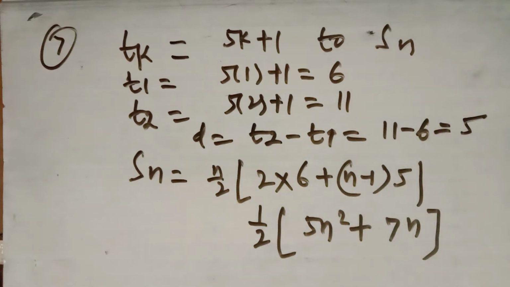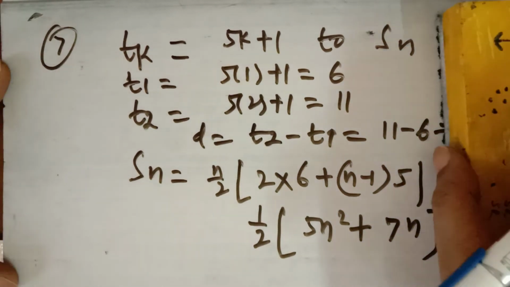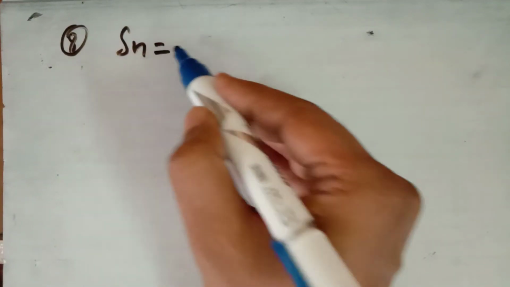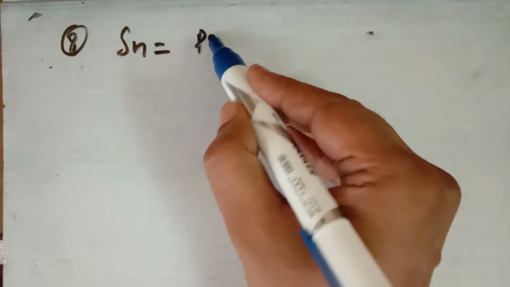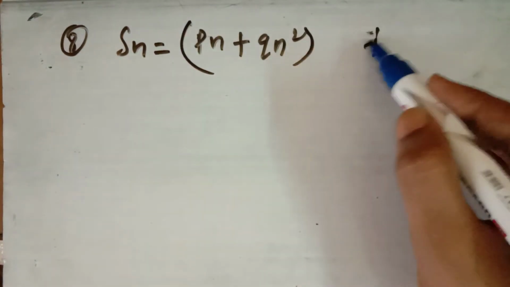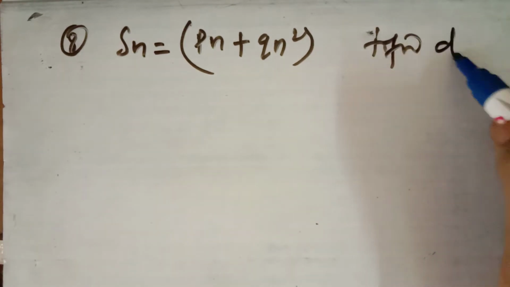Now in question number 8, this you also did in your class 10th. Sn is given and you have to find the common difference. The sum of the first n terms of an AP is given and you have to find its common difference. That is question number 8. Now what is given? The sum Sn is given, which is Pn plus Qn square, and you have to find its common difference.